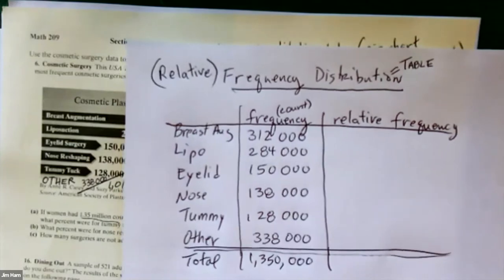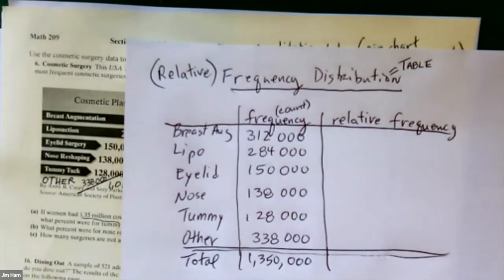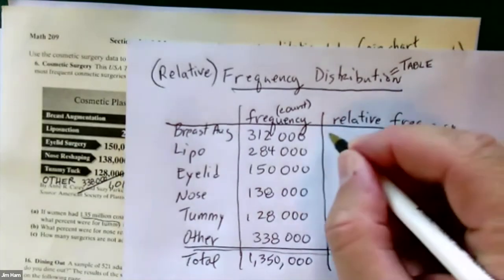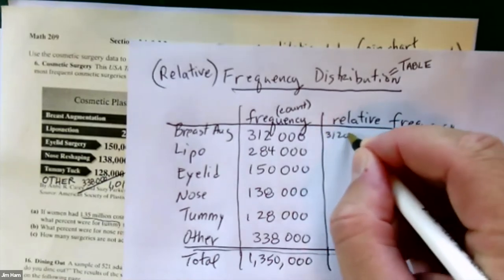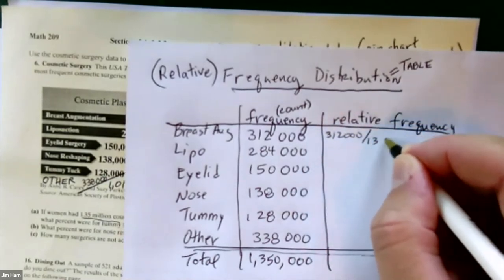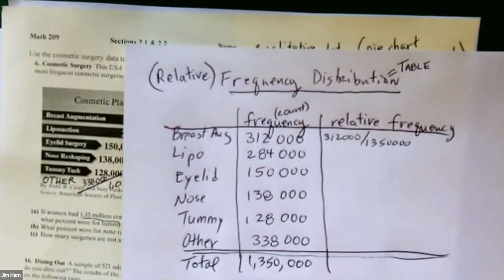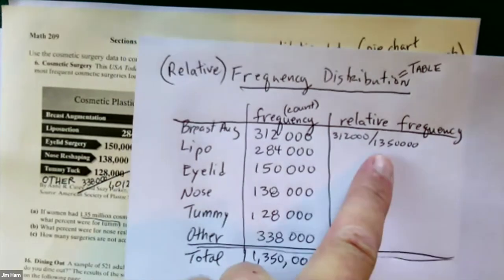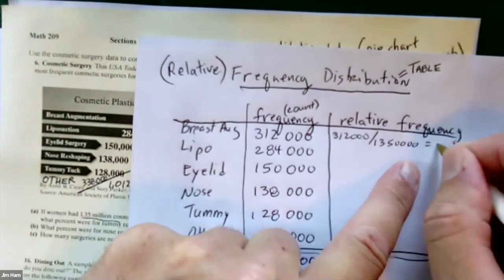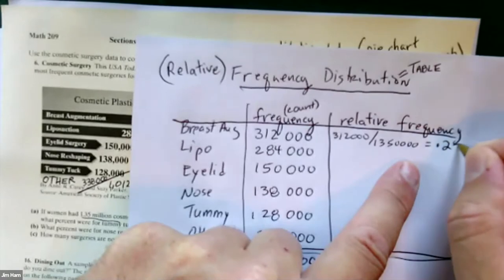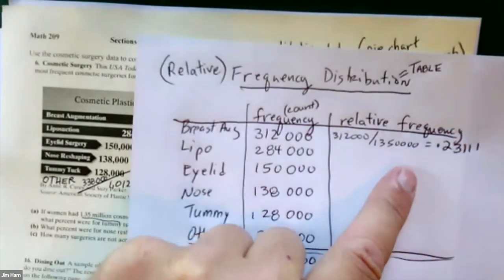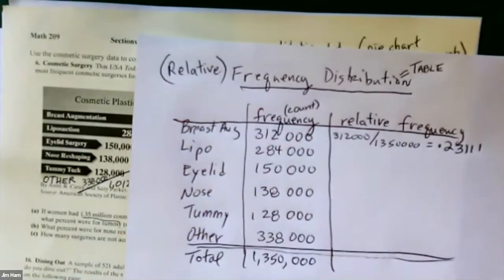Now the relative frequency, we're interested in what percentage of the whole. And so what we do is we take the count, the frequency, and divide by the total. And I'll do it on my calculator here, just to show you how you get these. My calculator shows 0.23111, something like that. And it goes on forever.